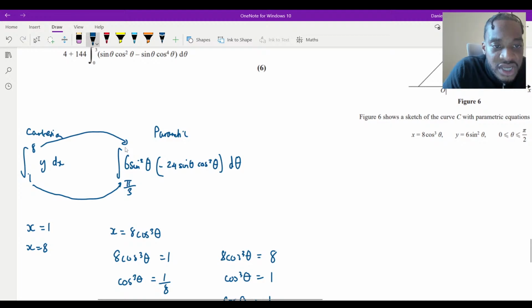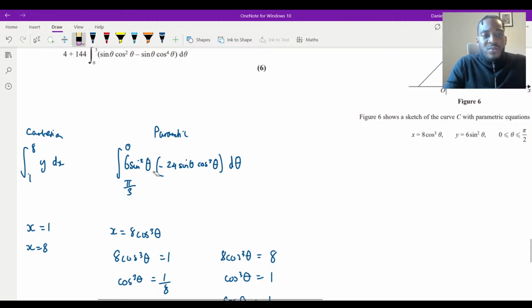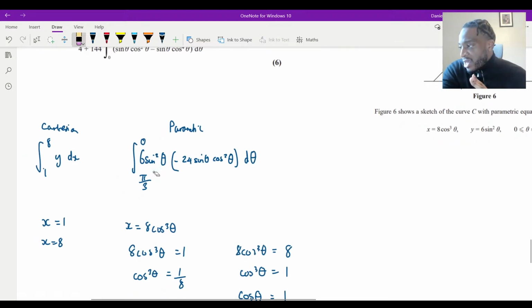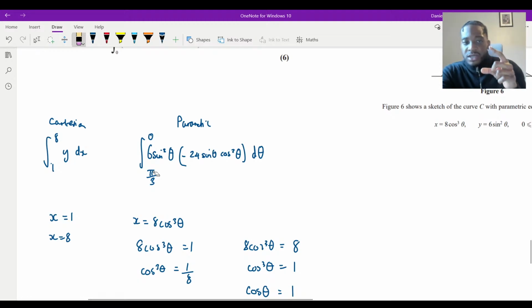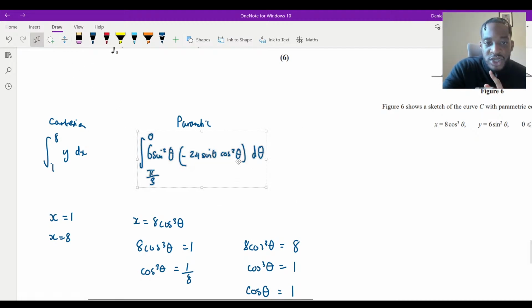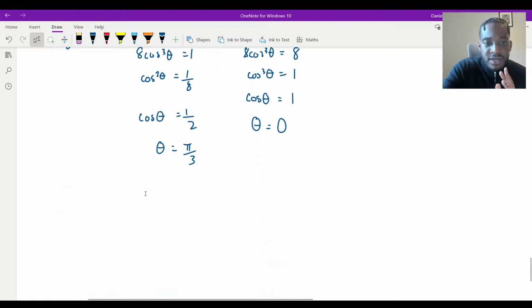So that means that I've got this here. You may be thinking, well, what do we have here? We've actually got an integral whereby the upper limit is smaller than the lower limit. Now, don't ever panic if you see that. There's something that you can do here, and this is something you can just remember for tomorrow, just in case it comes up.